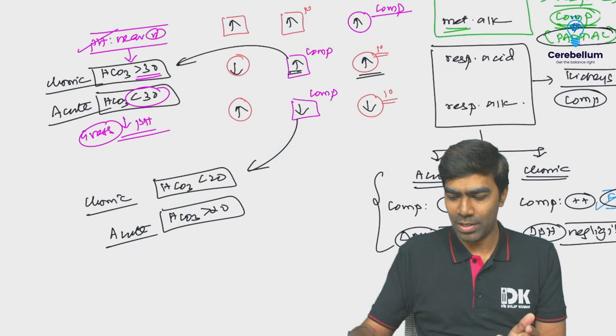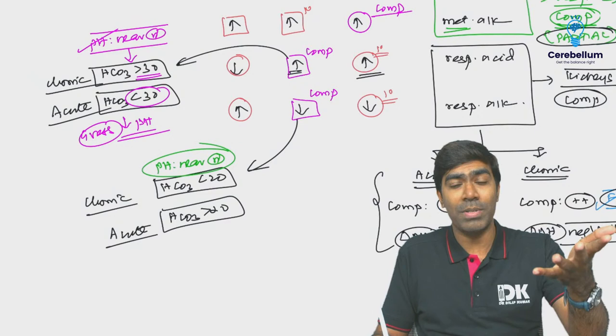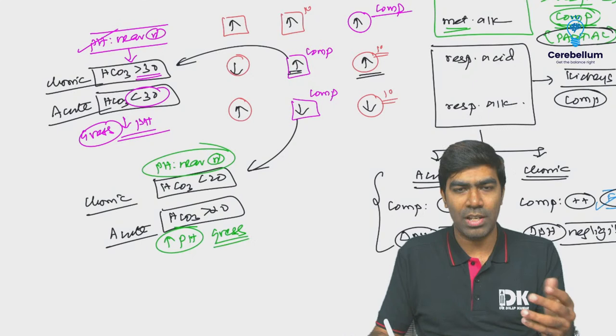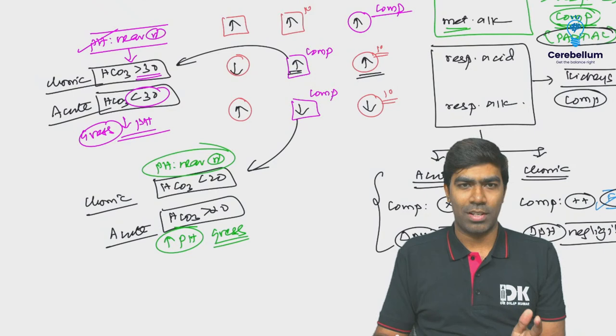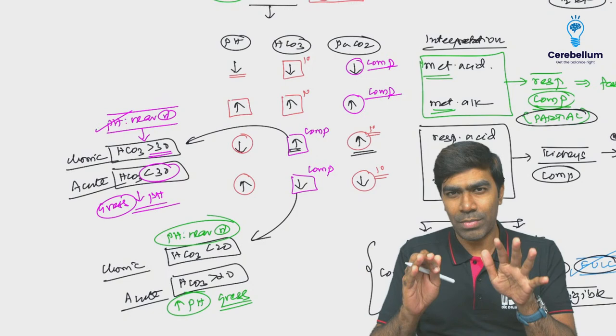So what will be the change in the pH? Remember, in a chronic respiratory alkalosis, the change in the pH will not be that much. The pH will be near normal. That's why it's a full compensation. In acute, the pH increase will be rapid. There will be a gross change in the pH if it's an acute respiratory alkalosis. So these are the ways to pick up whether it's an acute or a chronic respiratory problem. You would have studied Winter's formula, all those things, but these are quick tricks in exams to find out whether it's acute or chronic.